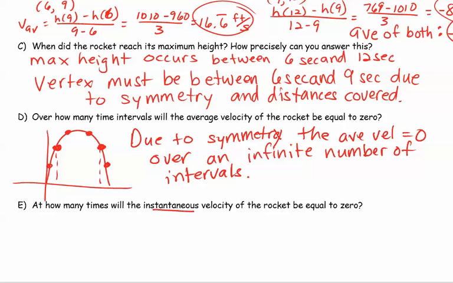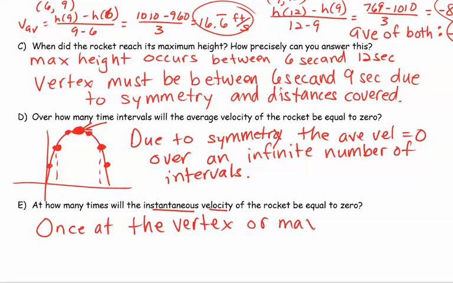When is the instantaneous velocity equal to 0? Only once. That would be when the rocket hits its vertex. Once at the vertex or maximum height.